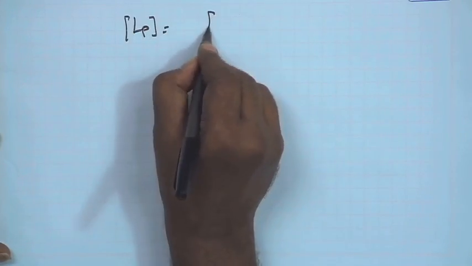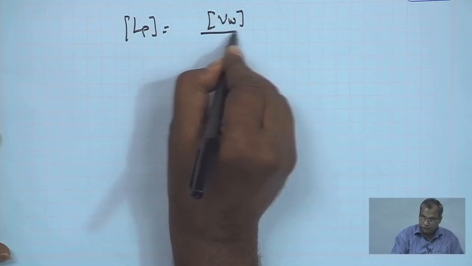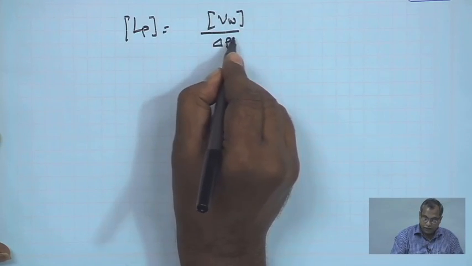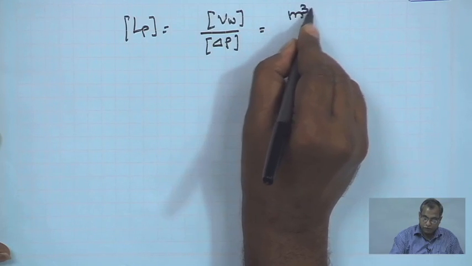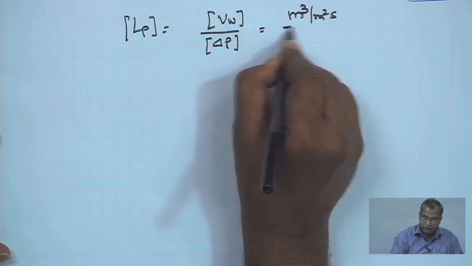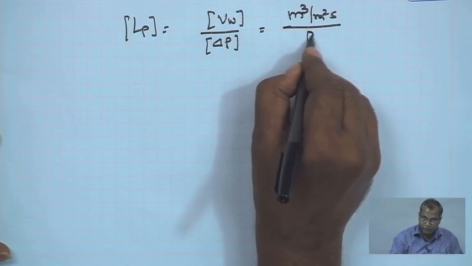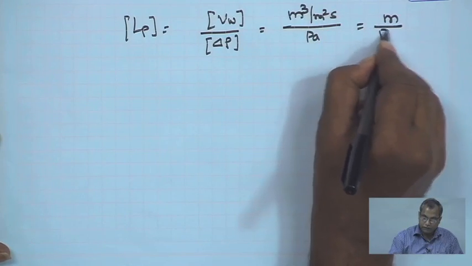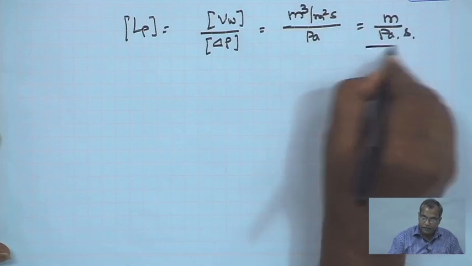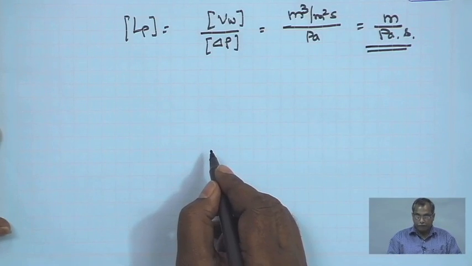The unit of permeability will be the unit of permeate flux divided by delta P. What is the permeate flux? Meter cube per meter square second, divided by delta P, which is in Pascal. So, 1 meter will be cancelled out, and it will be meter per Pascal second. So, this is the SI unit of membrane permeability.